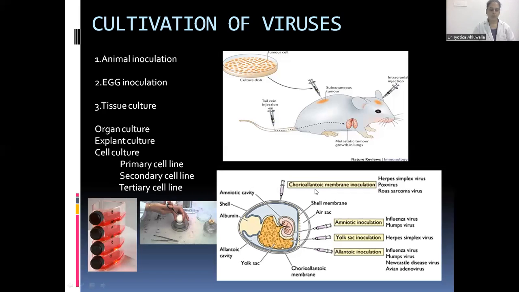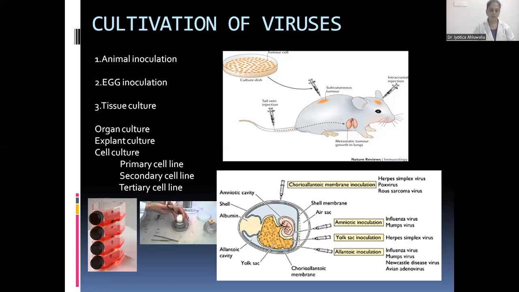So the chorioallantoic membrane: pox viruses, herpes simplex virus, herpes B virus, and Rous sarcoma virus can be grown in the chorioallantoic membrane. In the amniotic cavity, the influenza and mumps viruses can be grown. In the yolk sac, the Japanese encephalitis virus, St. Louis encephalitis, and herpes simplex virus can be grown. And in the allantoic cavity, the Newcastle disease virus or Sendai virus, and again the influenza and mumps viruses can be grown.